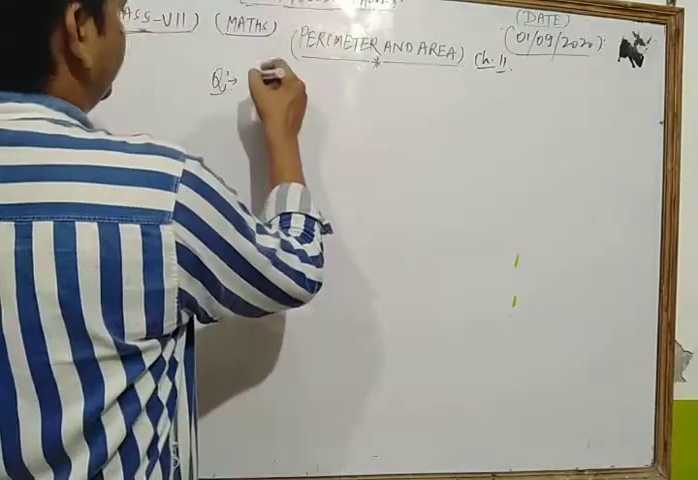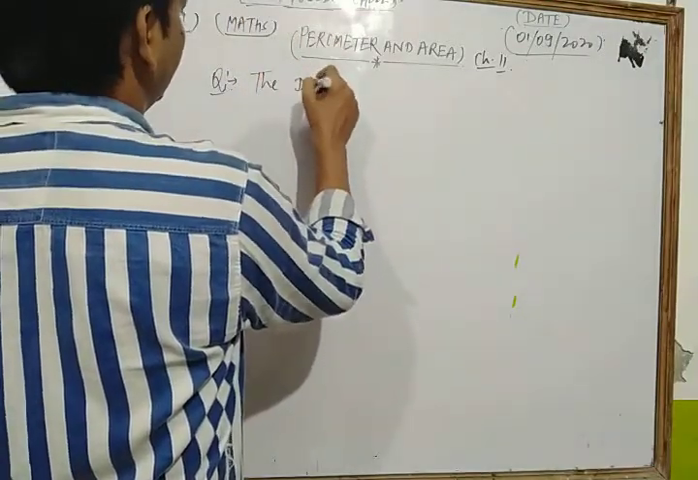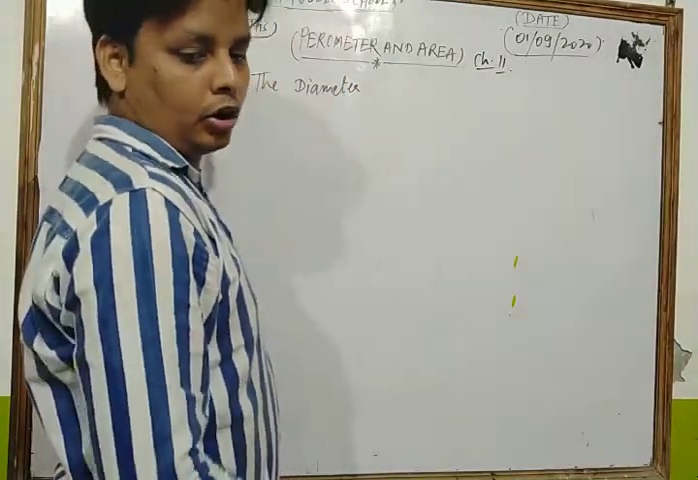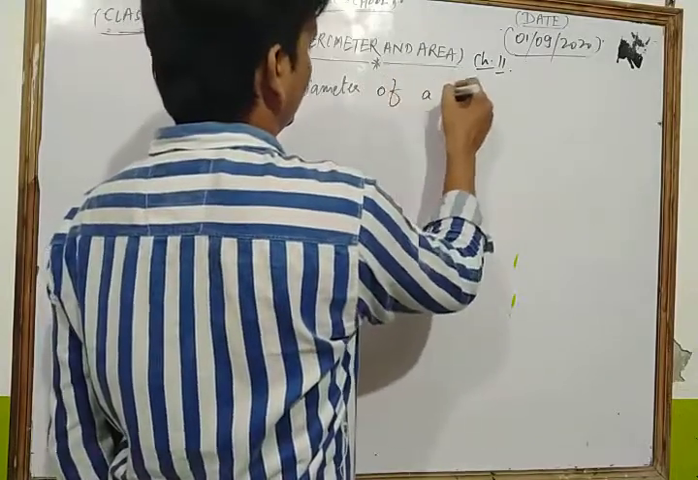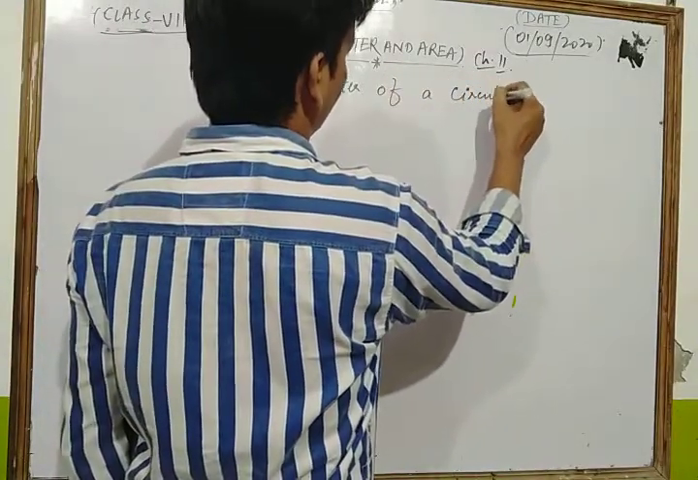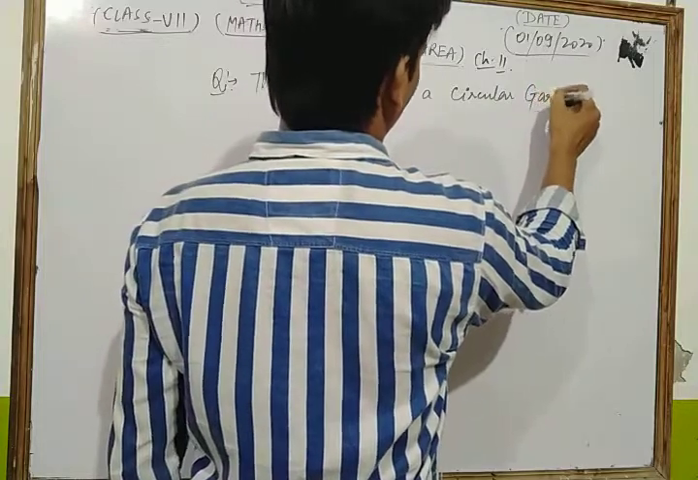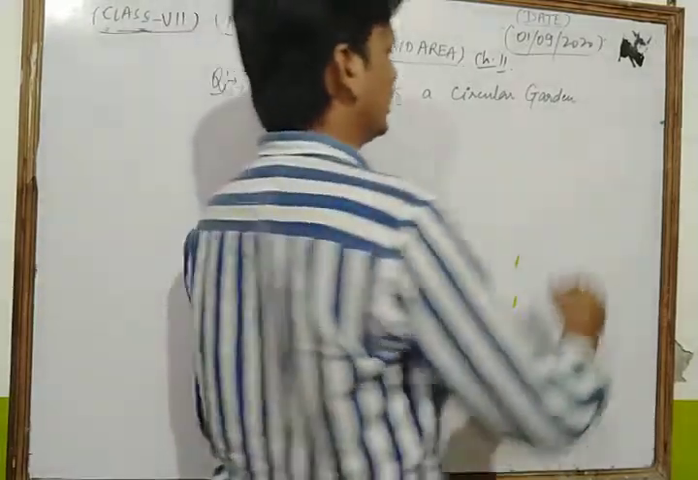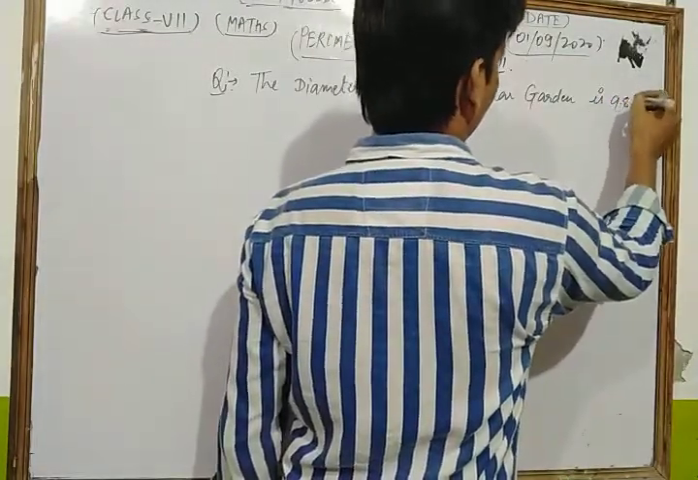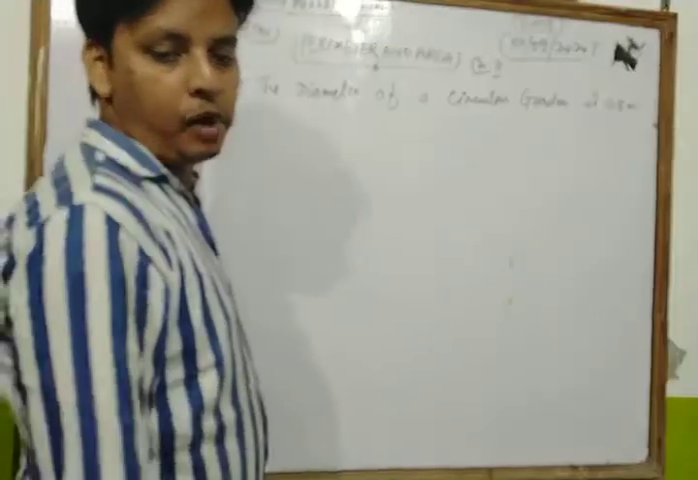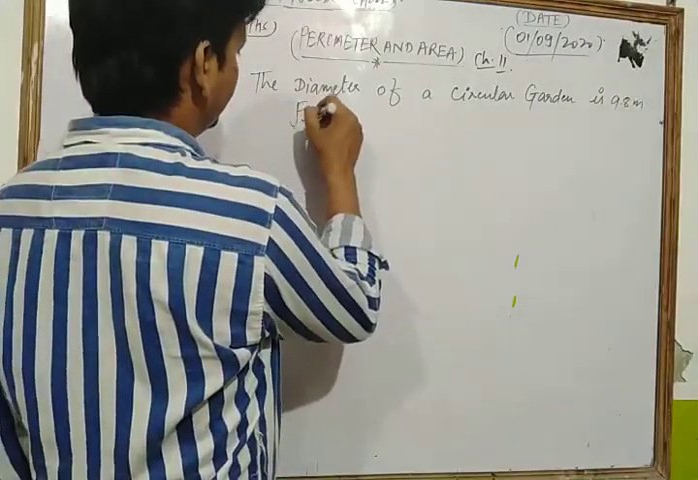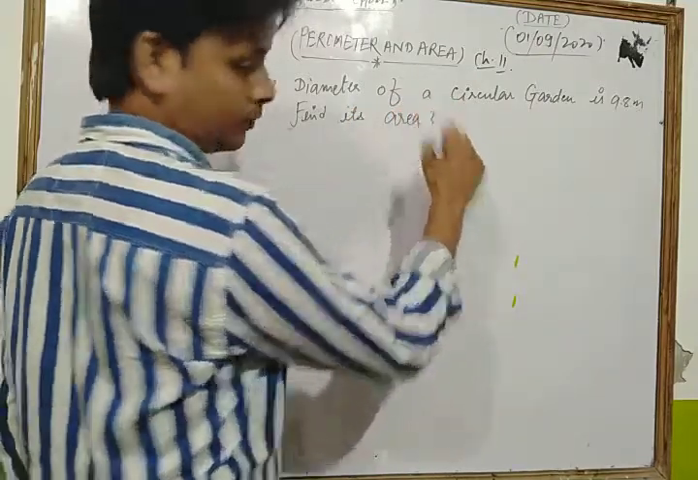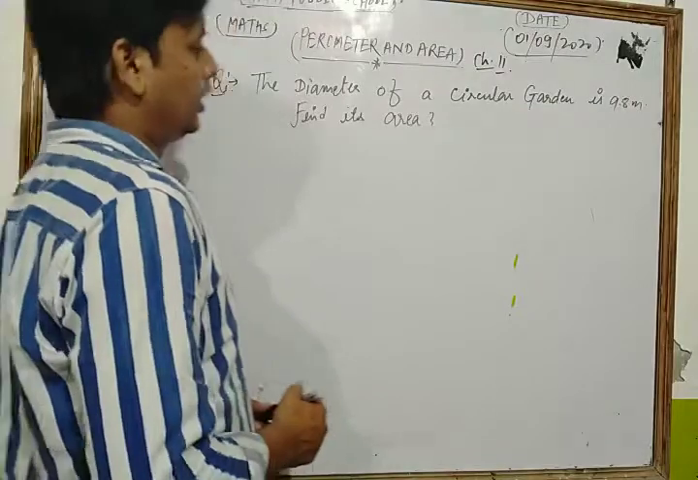Your question is: the diameter of a circular garden is 9.8 meters. Find its area.